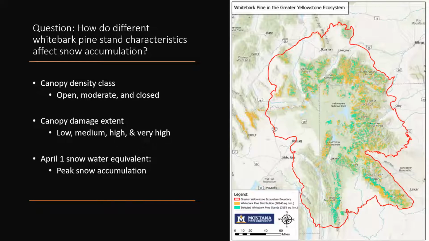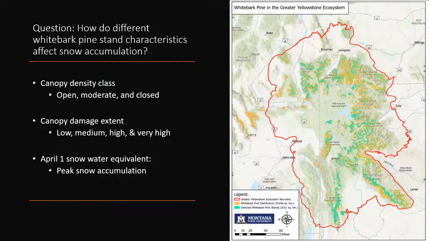The data I used was April 1st snow water equivalent, which is the same as how much liquid water is stored in the snow. The reason I used April 1st is because that date generally represents peak snow accumulation, since it's shortly after all of the significant precipitation has occurred in the wintertime, but it's shortly before all of these snowmelt processes start to come into effect.